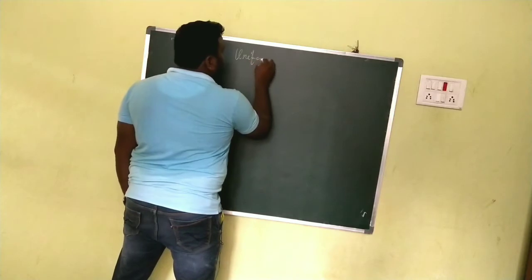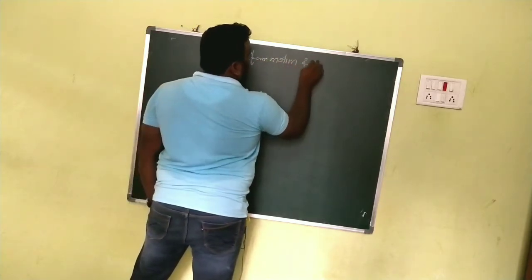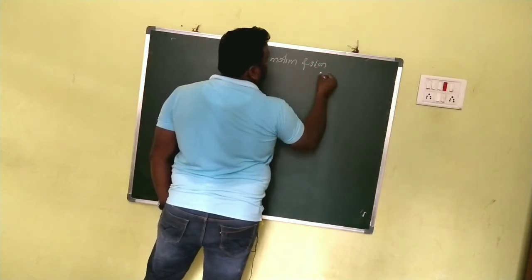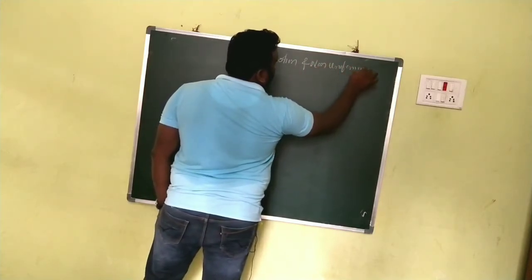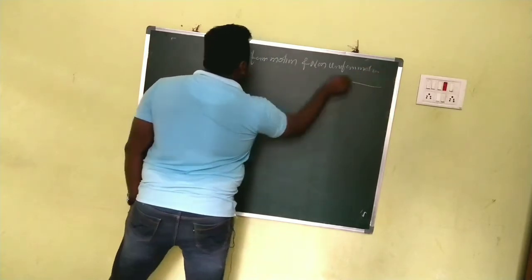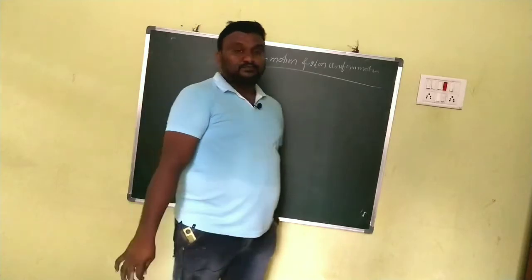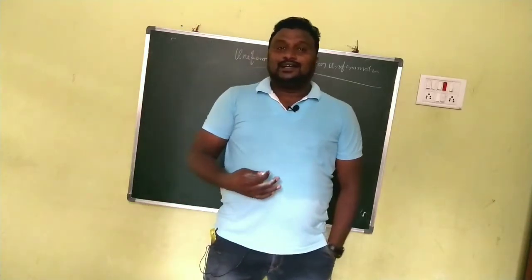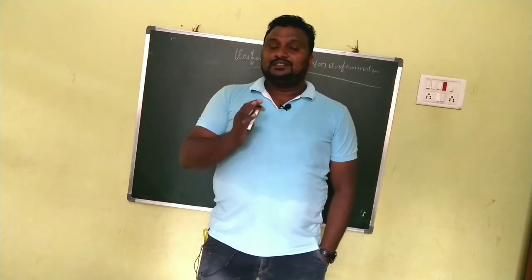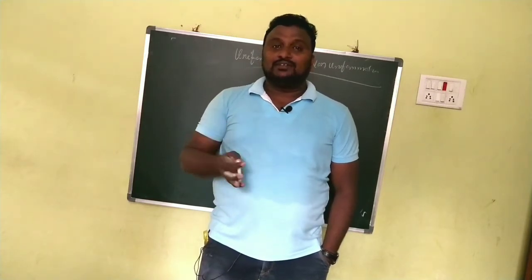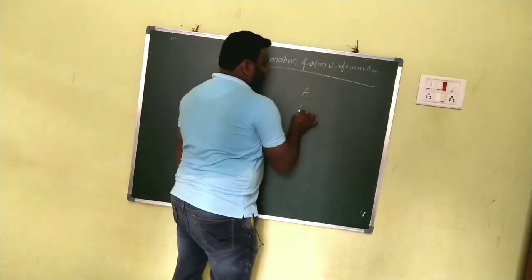So today our topic is uniform motion and non-uniform motion. Children, here I will take one example. There is a match going on between two teams, team A and team B, in a cricket match.